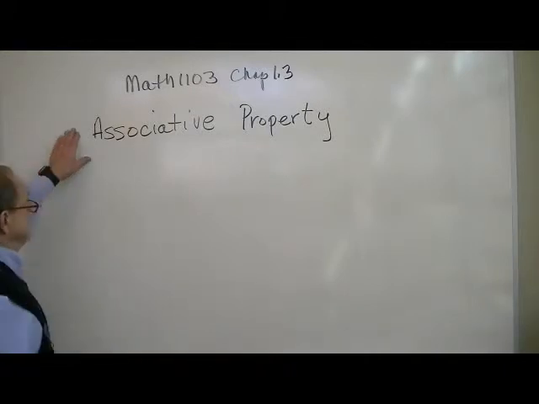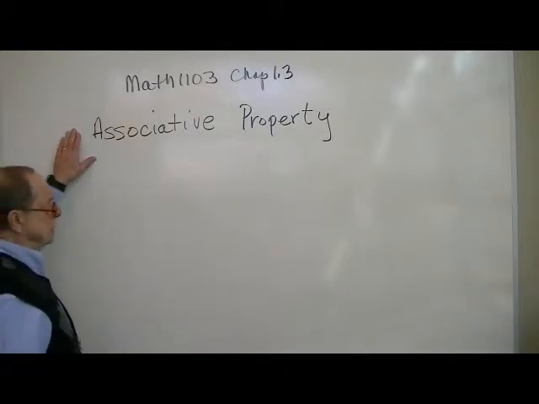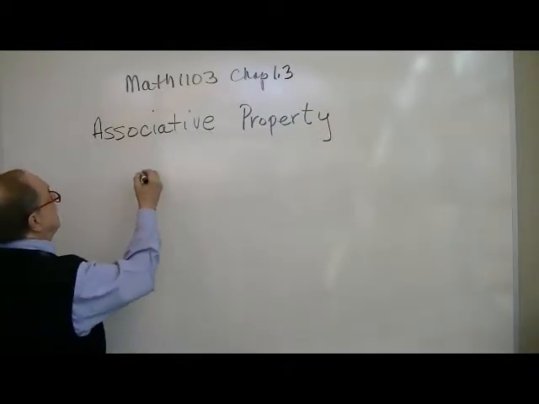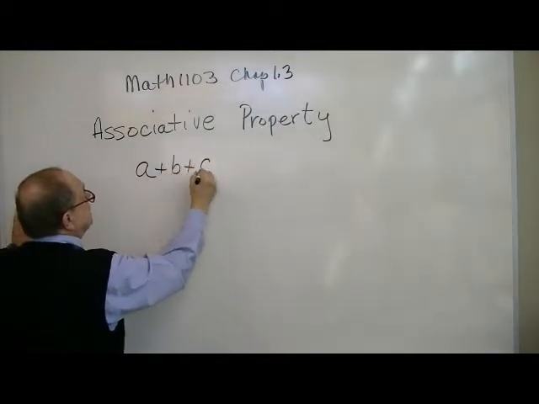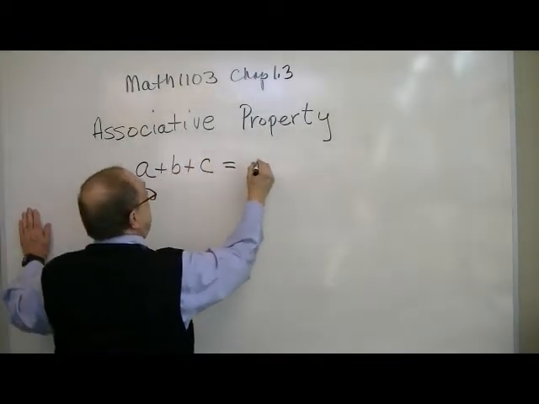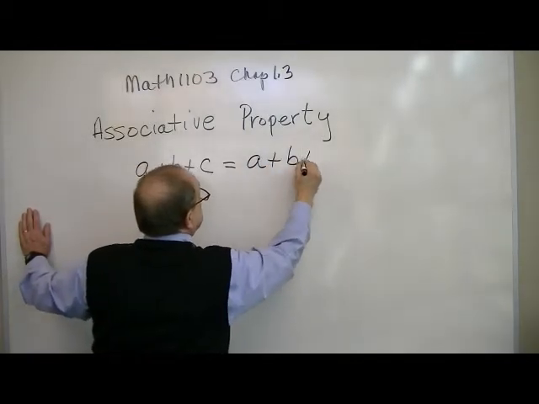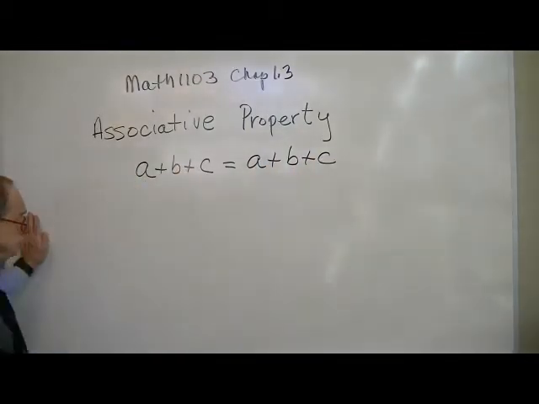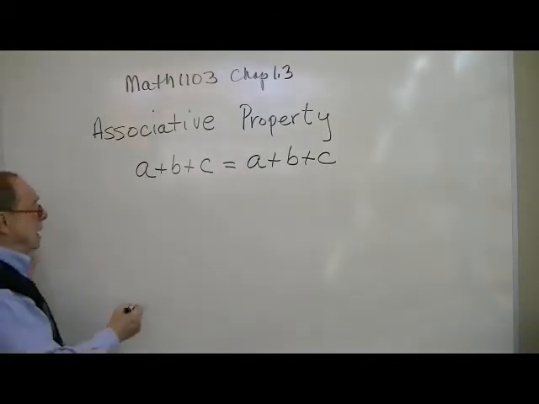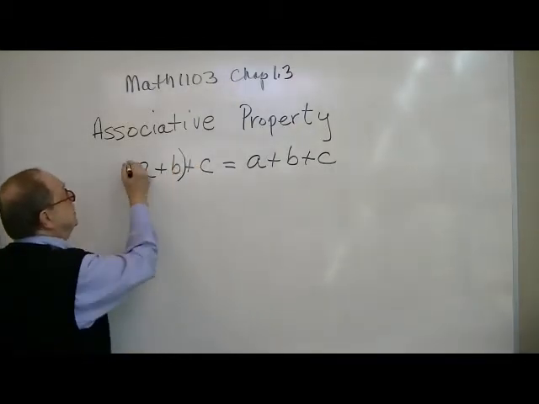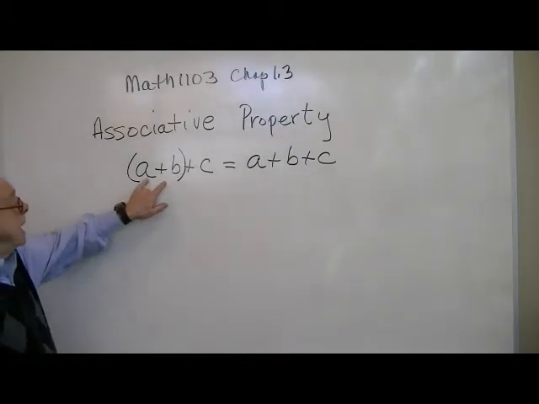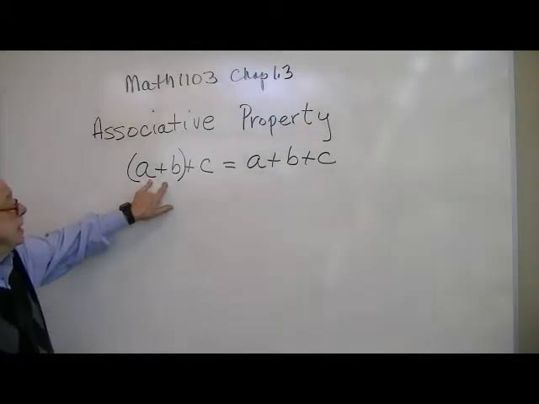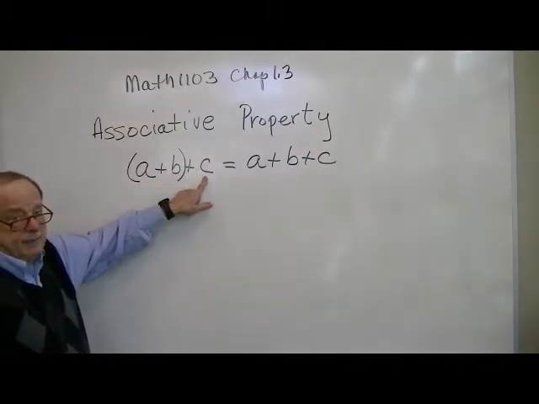All right, another vocabulary word, the associative property. Well, here we have the letters A plus B plus C equals A plus B plus C. And you might say those are exactly the same. Now, if I put parentheses around these two terms, then what we are supposed to do is add these two terms first and then add it to the C.